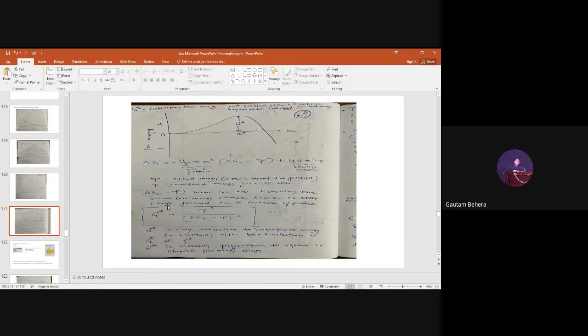Okay, fine. So now, how many of you remember this plot? Here it is r cube and this is r square. Now you are getting something? R square and r cube. Yes, this is the hint. R square, r cube.